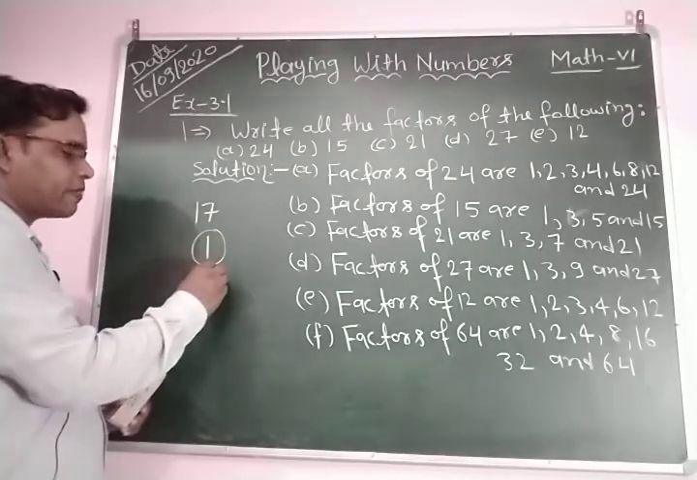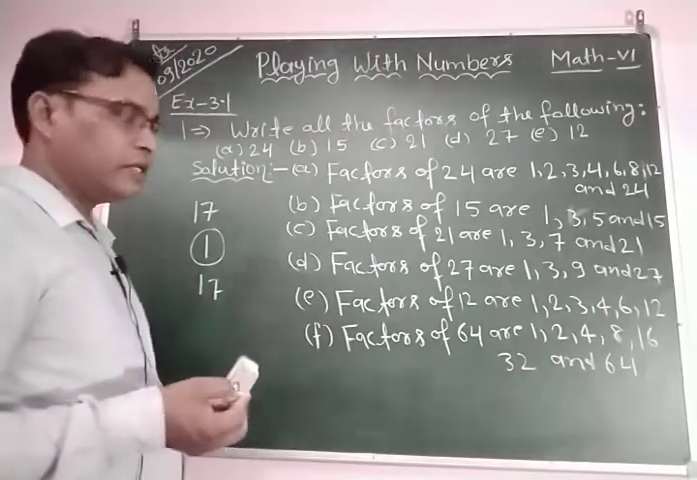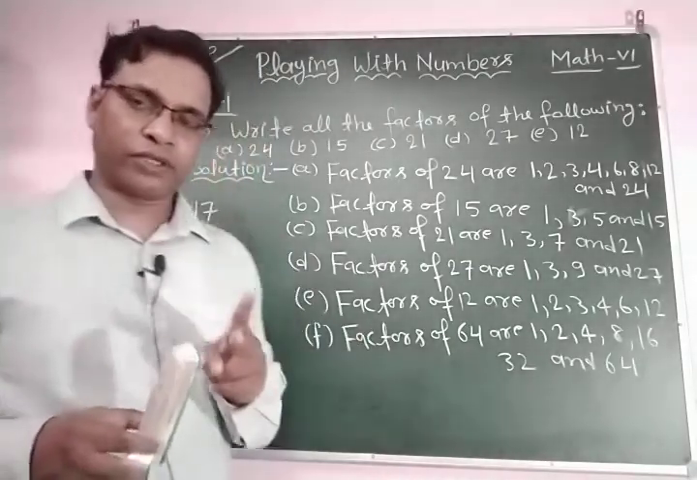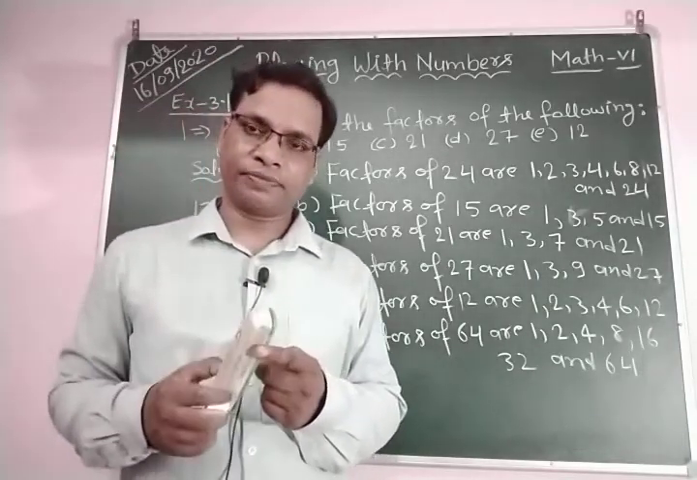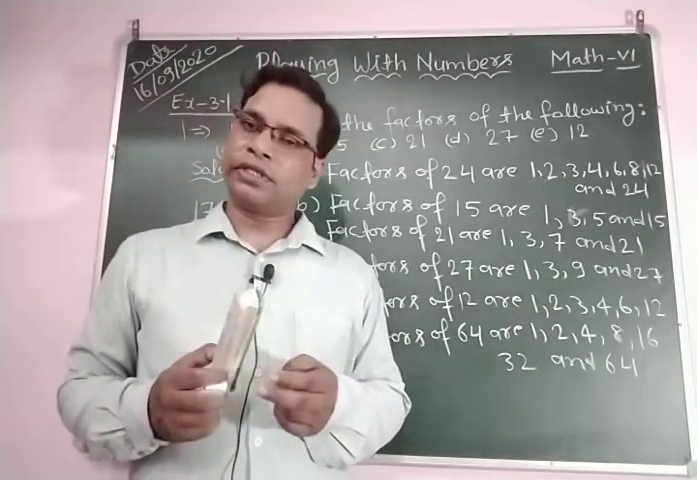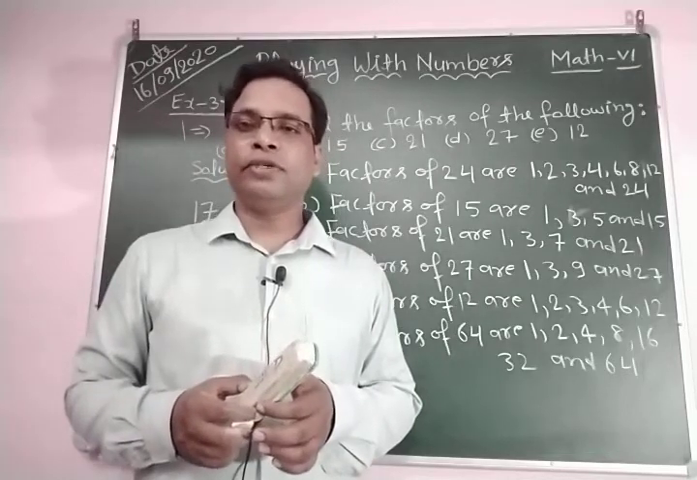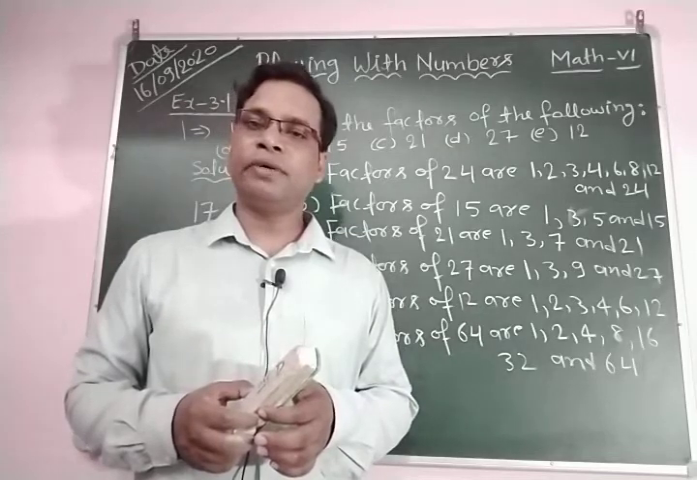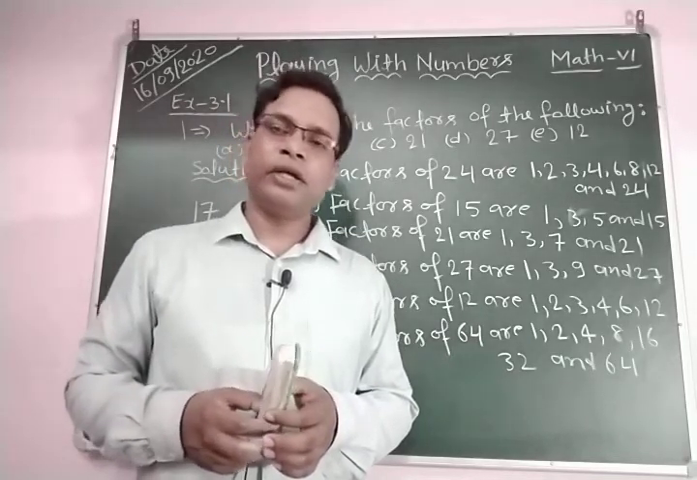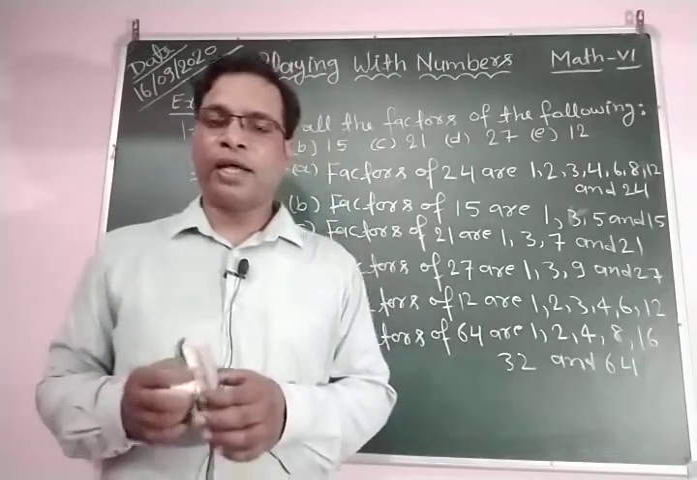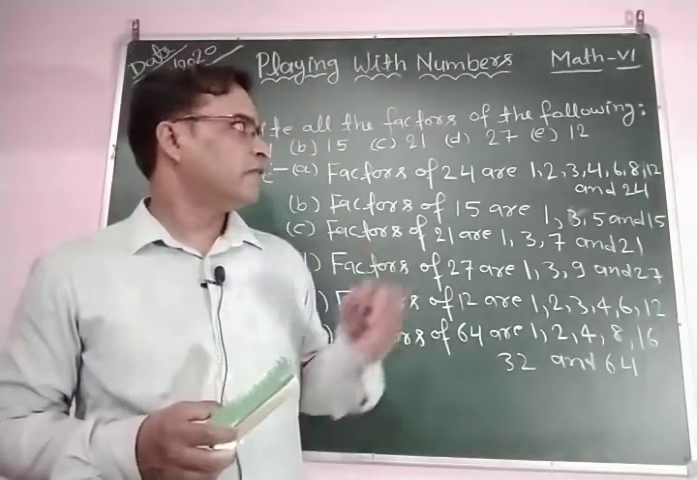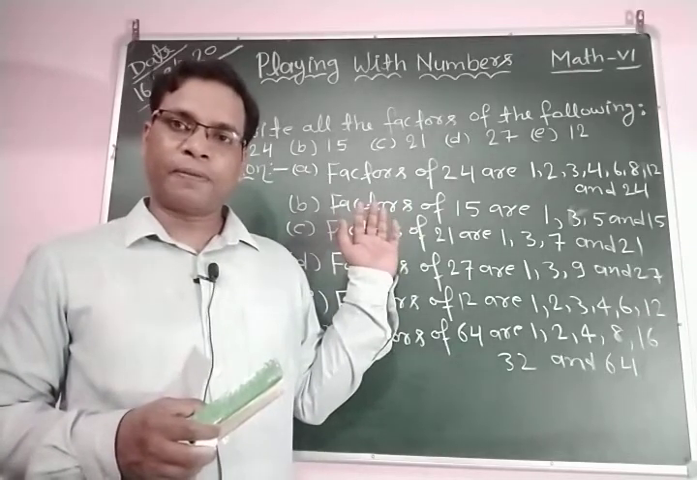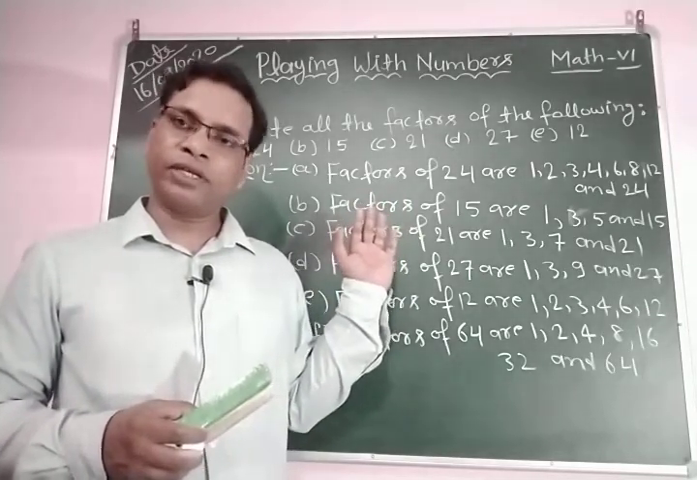1 divides 17 and 17 itself divides 17. It means that 17 has 2 factors, 1 and 17 itself. So 17 is a prime number because, according to the definition of prime numbers, a number which has only 2 factors, 1 and itself, is called a prime number. So students, I hope all of you understood what a prime number is with factors. Okay, so I hope all of you are familiar with factors and how to find factors.